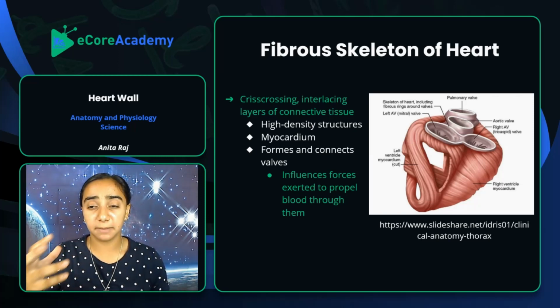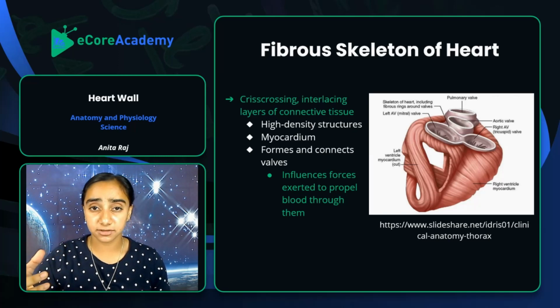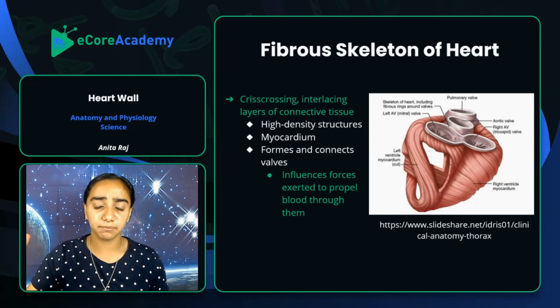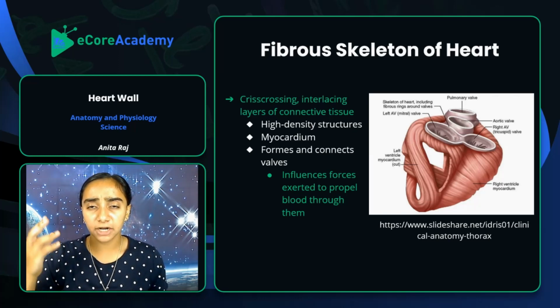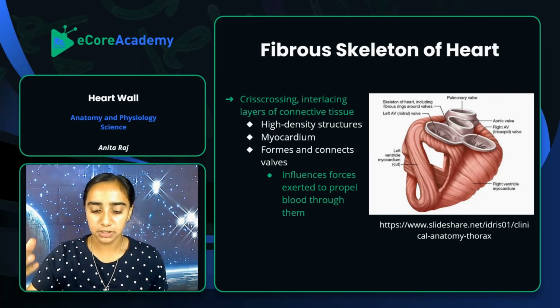If you think of a bug, bugs and insects have exoskeletons. They're not made of bone. They're made of this protein called chitin. Similarly, your heart doesn't have bones in it, but it has this fibrous skeleton made of dense connective tissue that kind of provides structure for your heart muscle. So very dense connective tissue and a lot of collagen.